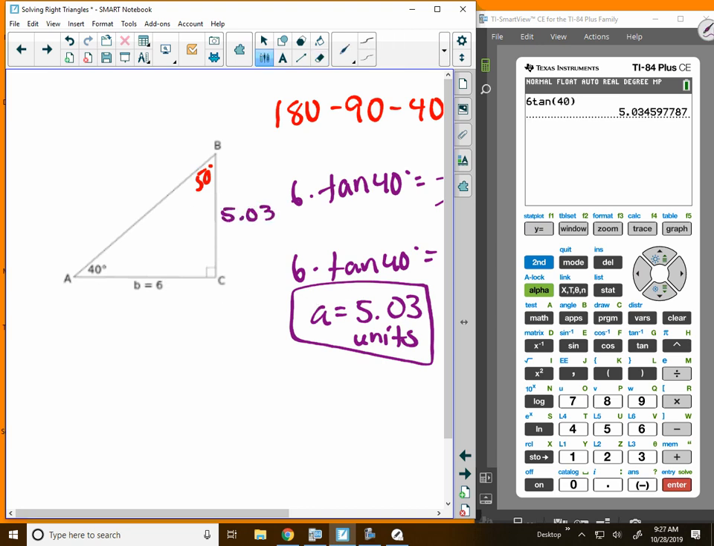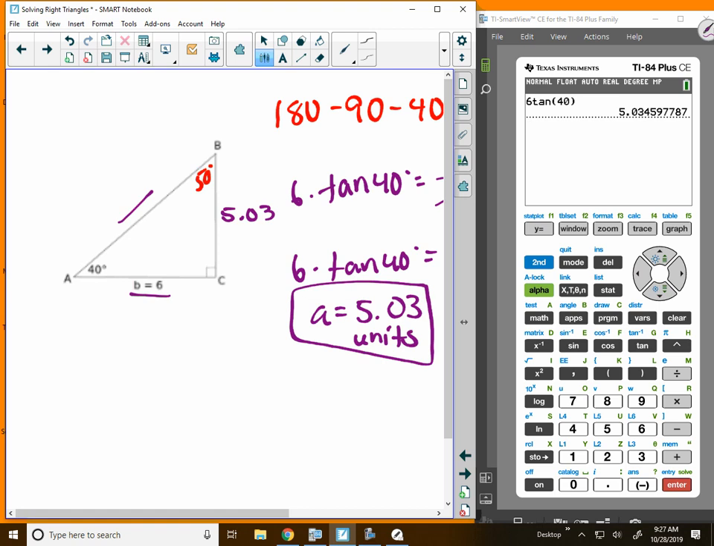Now, if you use 5.03 for the rest of your work and the rest of your problem, you may be a little off on your answers because we had to round that. So the most that you can, try to use what you were originally given. We're going to aim to use side 6 again when we solve for our hypotenuse. You with me on that? Does that make sense?